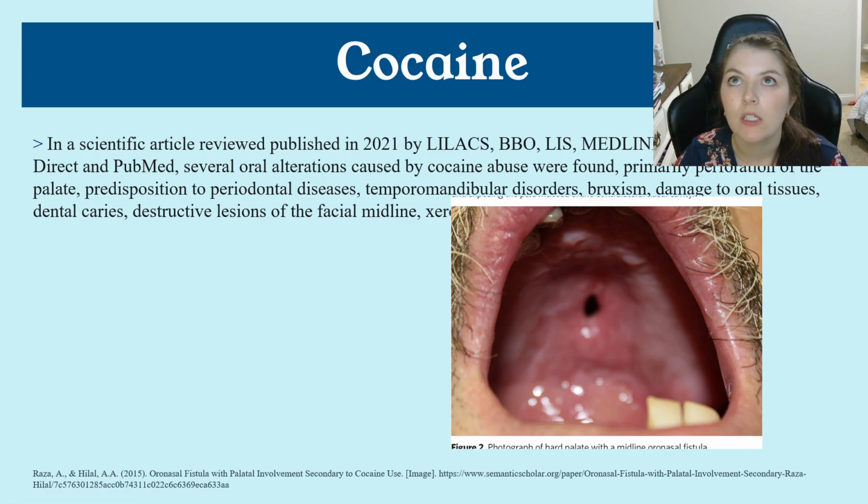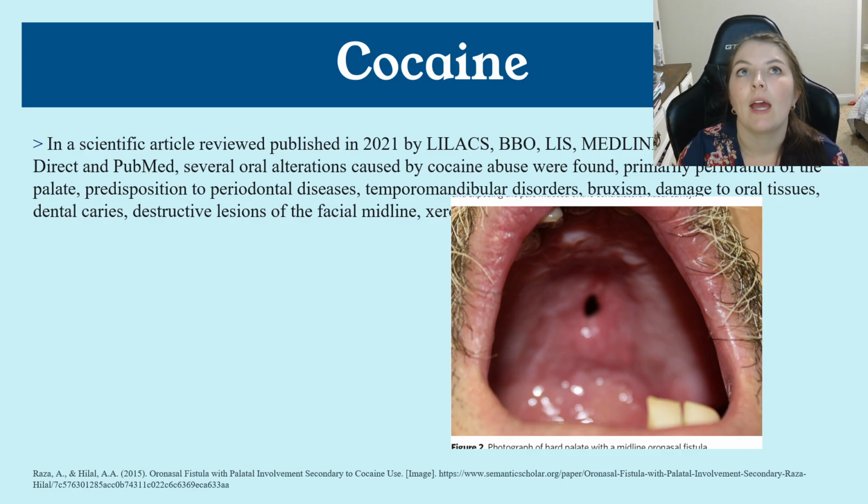It is caused because of the corrosive nature of cocaine and the direct damage that it causes to the oral tissues. It soaks into the mucous membranes, it's very acidic there, and it just destroys that tissue as it moves through.